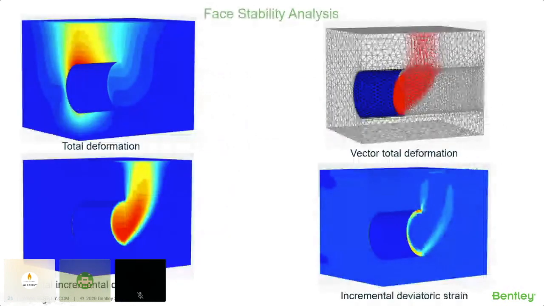Here are the outputs of the tunnel face stability. The first figure shows the total deformation. The second figure shows the vector total deformation, or movement of the soil, how the soil is moving. Third, you can see the affected zone inside the tunnel. And finally, you can see the slip circle in the incremental deviatoric strain.